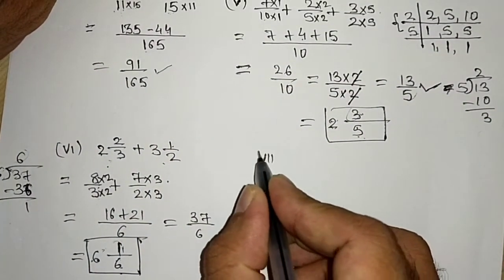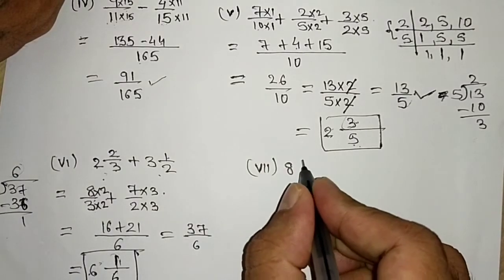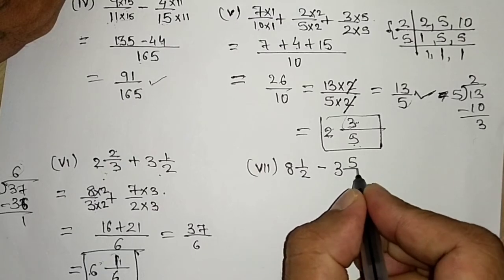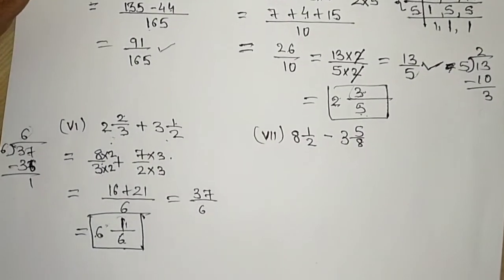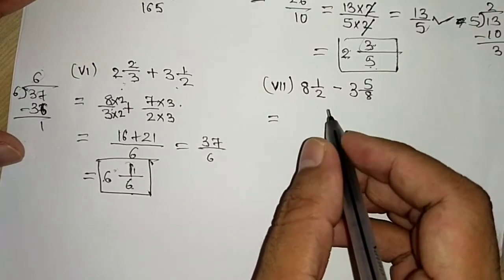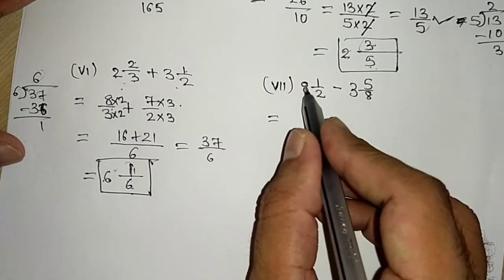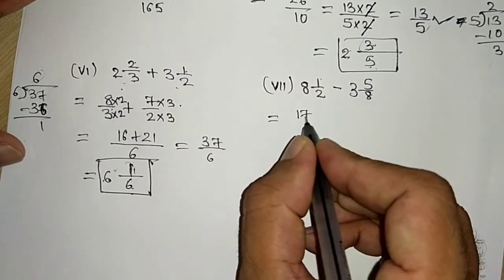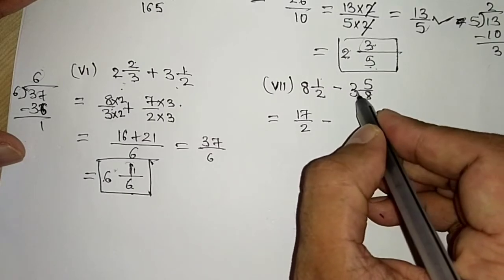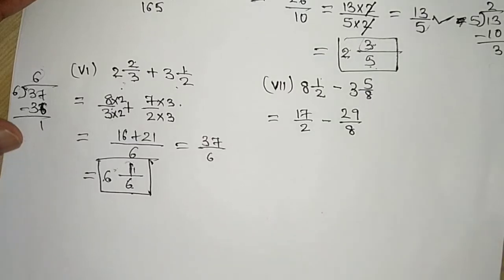Now question number 7. Question number 7 is 8 integer 1 by 2 minus 3 integer 5 by 8. Again they have given us mixed fractions. So we will convert them into improper fractions and then subtract. So 8 2s are 16 plus 1 is 17 divided by 2, minus 8 3s are 24, 24 plus 5 is 29 divided by 8.